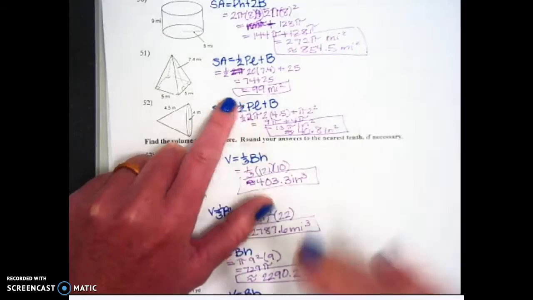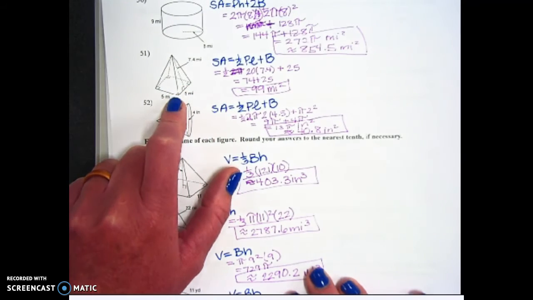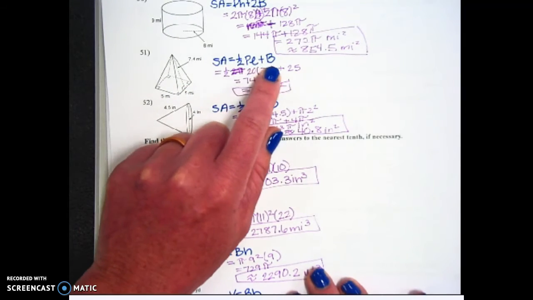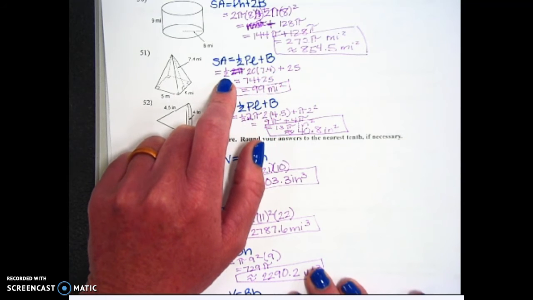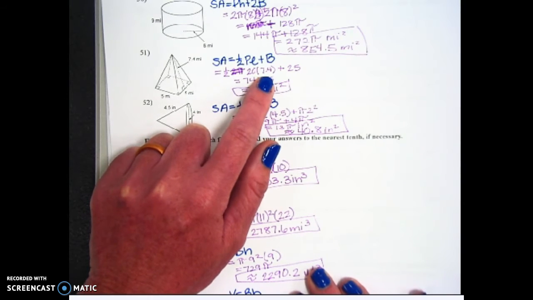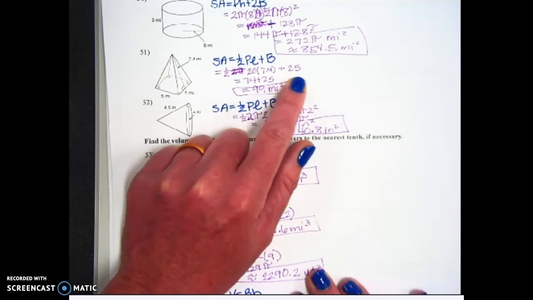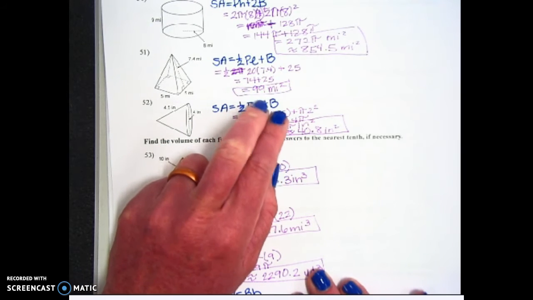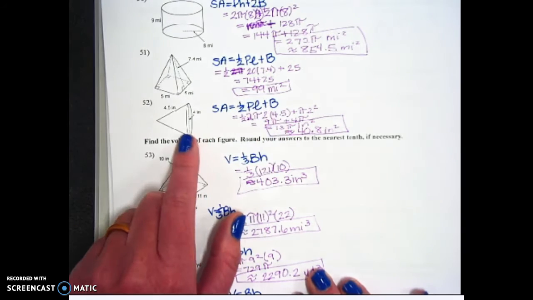Number 51, we've got our pyramid. So I used 1/2 the perimeter of the base times the slant height plus the area of the base. So I got 1/2, 20 times 7.4 plus 25. Simplify those two numbers, add them together, you get 99 miles squared.